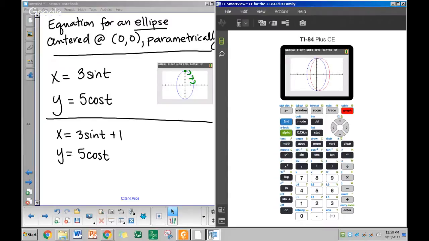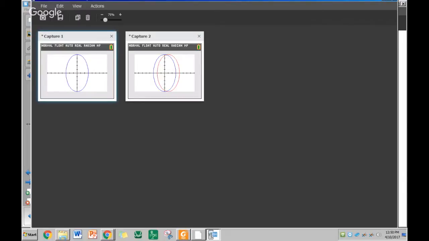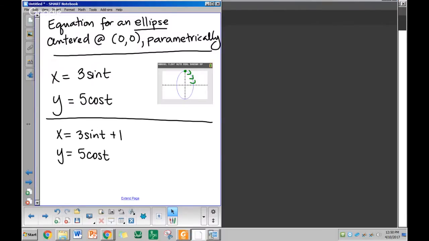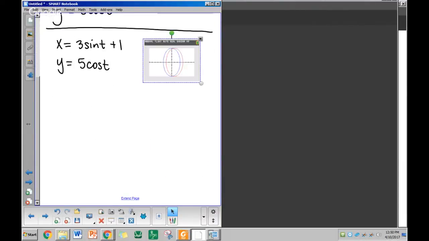Where's it centered? 1 to the right. At 1, 0. It went to the right 1. Nice. So this is the red curve, centered at 1, 0.